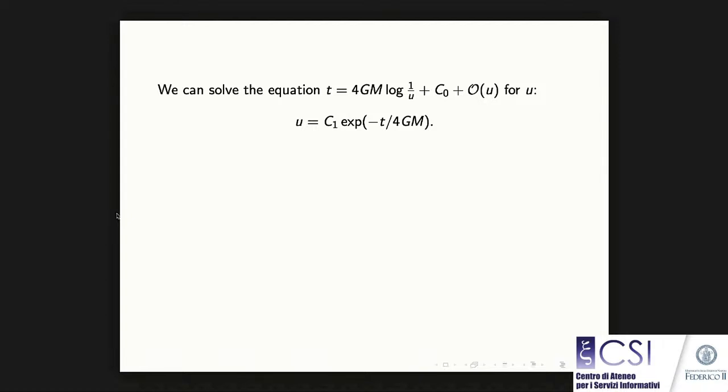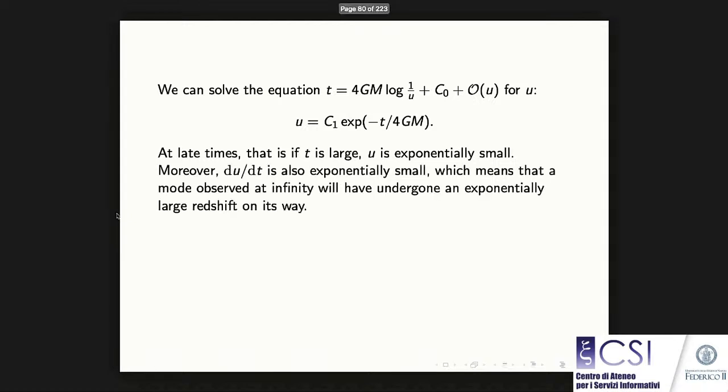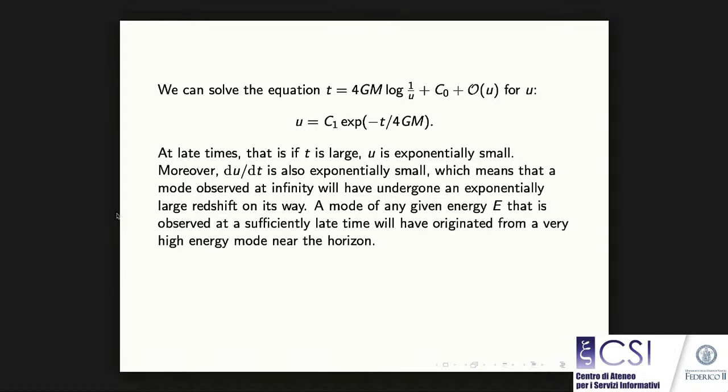And so you see that if you wait till 1 second after a solar mass black hole forms, your observations will probe the vacuum at distances vastly less than the LHC or any other experimental device can reach. So you're probing the vacuum at short distances, and that's why you get a universal answer. So as I've just said, if t is large, u is exponentially small. du/dt is also exponentially small. So a mode observed at infinity will have undergone an exponentially large redshift on its way. So what you detect at any given energy at a sufficiently late time originated from a very high energy mode near the horizon. That's why there's a simple answer.